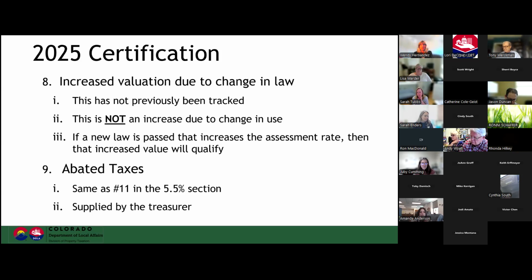Is that all the questions on that line item? Okay. Line number 9 is going to be your abated taxes. This is the same as what you do right now. You get this information from the treasurer, and those line items should match between your 5.5 and your 5.25. Was there a question? Okay. Somebody wasn't muted. Okay, got him. Thank you.